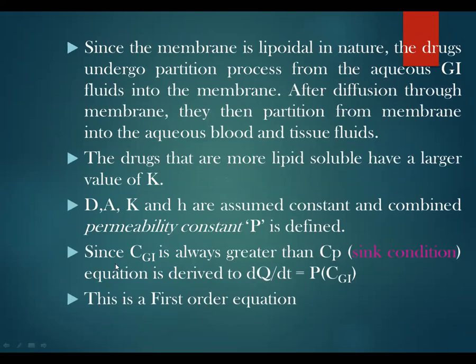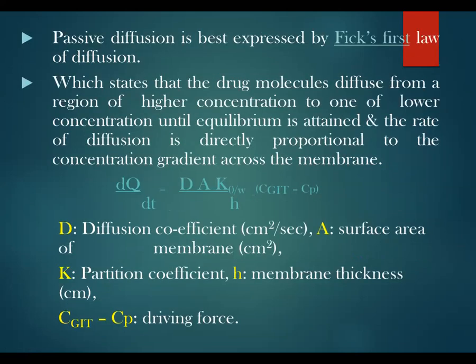Now there's one more thing. Forget about this pink color, whatever I have written here. Just look at the equation, how it is simplified. dQ by dt is equal to P into CGI. Something is missing, you might feel, that is your Cp. Cp has also been removed here.